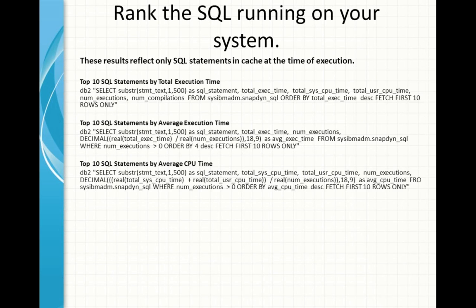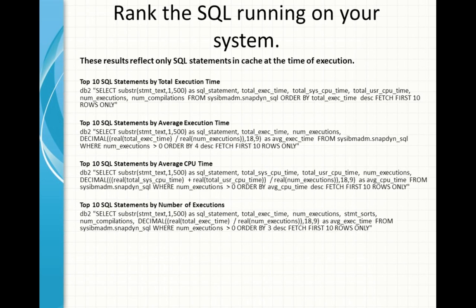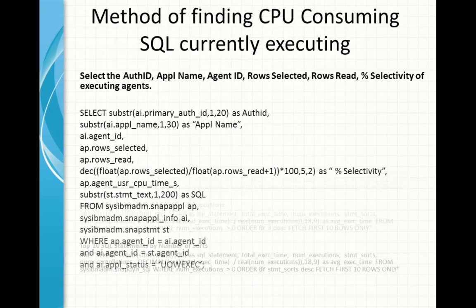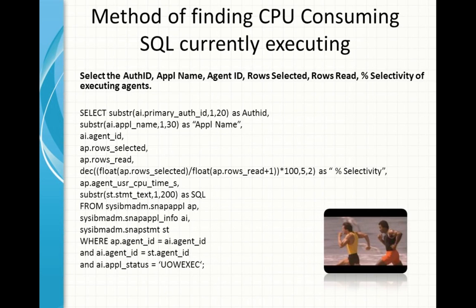So let's touch on finding SQL slackers. You could really do a full presentation on this. I'm going to touch on it briefly on some of the methods I use for clients. First thing I like to do is rank the SQL that's running on the system, and I'm going to show you some commands that you can use to pull out data from the SNAP_DYN_SQL sysadmin view. We can sort these by the top 10 SQL statements by total execution time, average execution time, average CPU time, number of executions, and number of sorts.